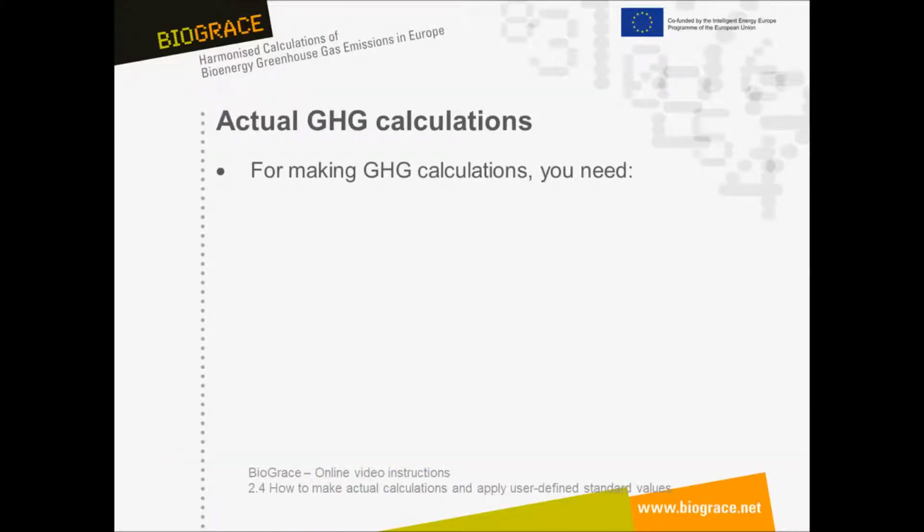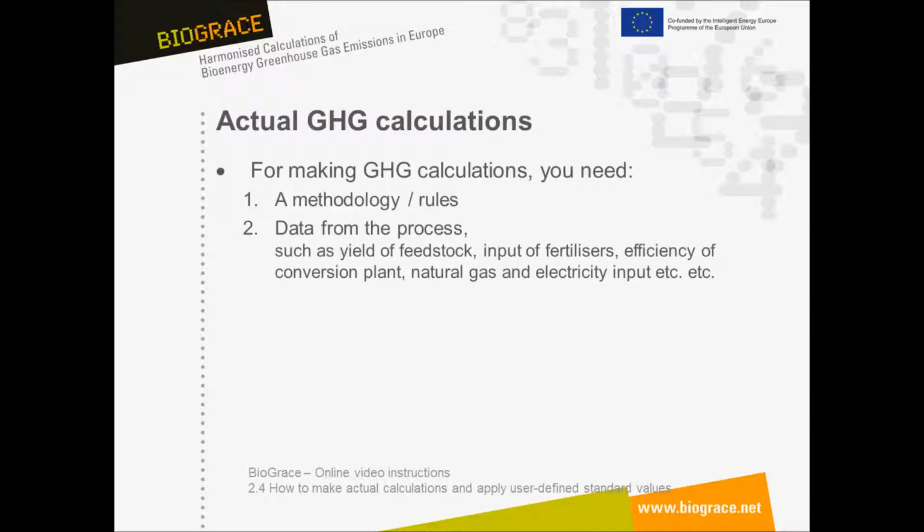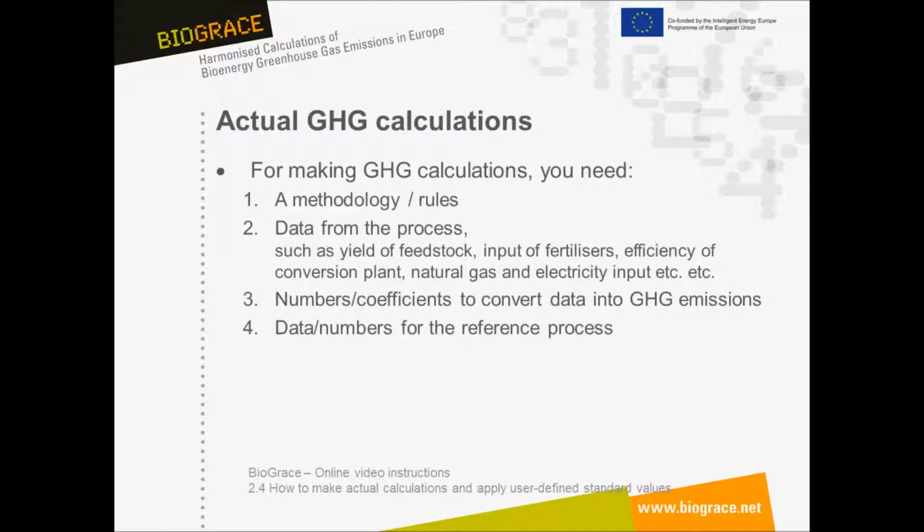For making actual greenhouse gas calculations, you need a methodology, data from the process, numbers or coefficients to convert these data into greenhouse gas emissions, and data or numbers for the reference process. This video instruction 2.4 is on point 2, data from the process. First, I will show you how to replace input numbers and then how to apply user-defined standard values for inputs not included in the list of standard values.